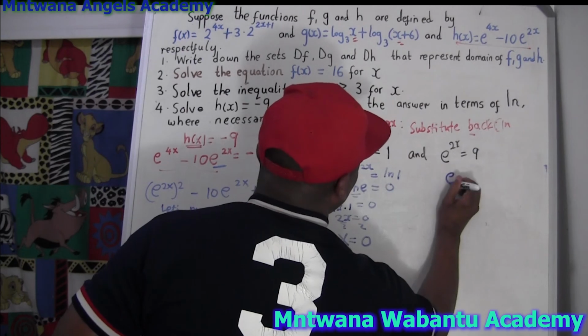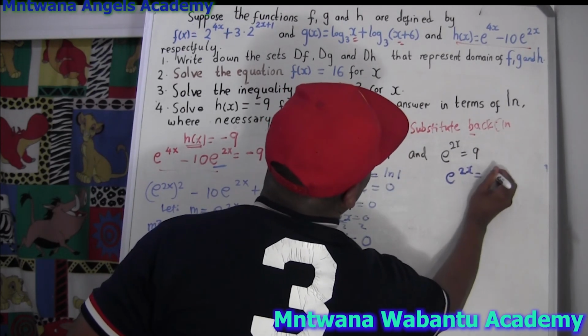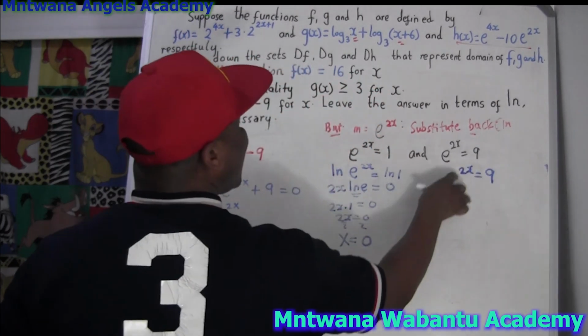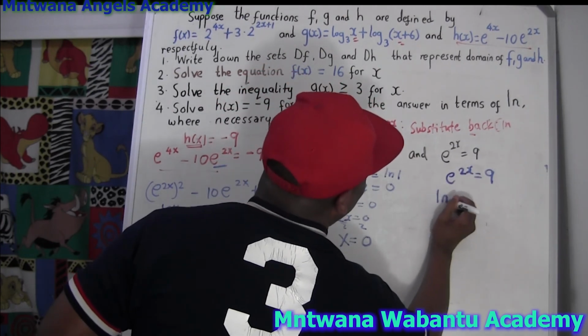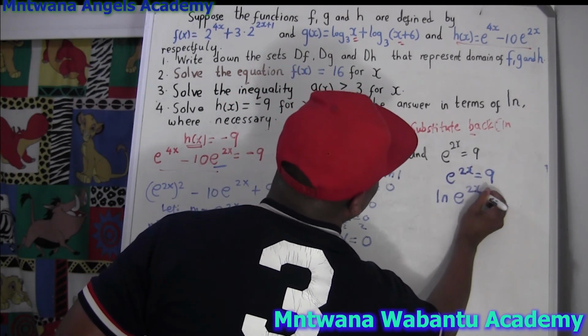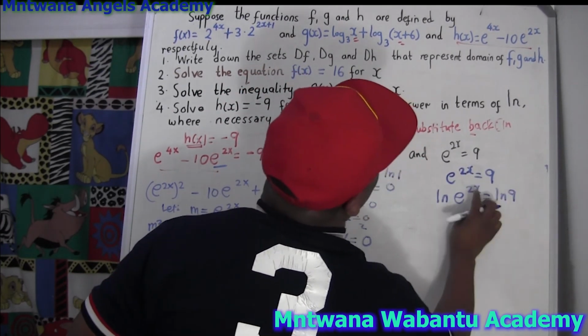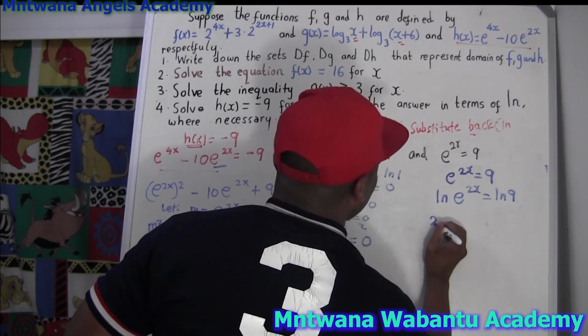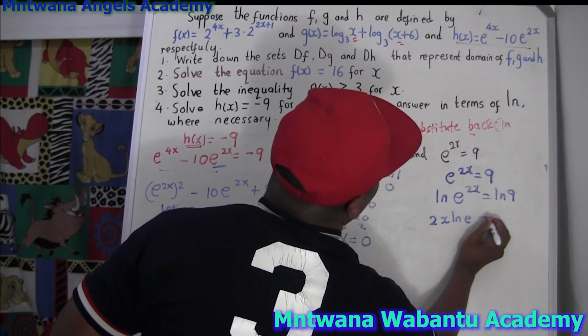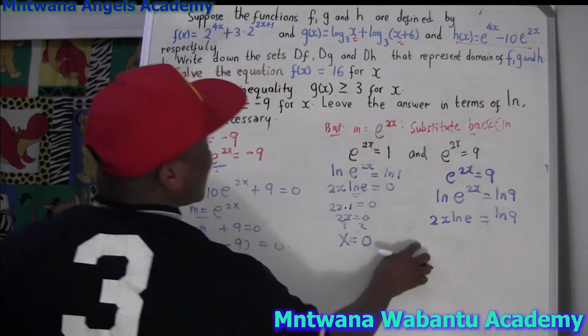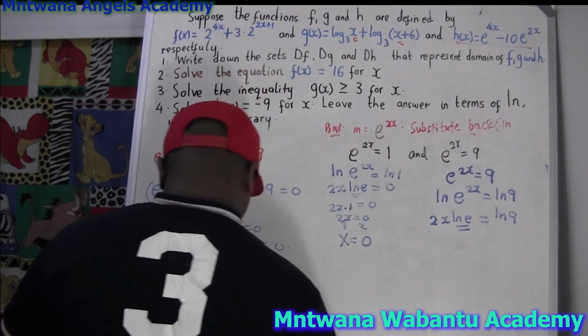For this one, we have e to the 2x equal to 9. Since you have an e and an unknown power, apply ln throughout. Ln of e to the 2x, and here ln of 9. The 2x comes to the front: 2x times ln of e equal to ln of 9. Ln of e is equal to 1.